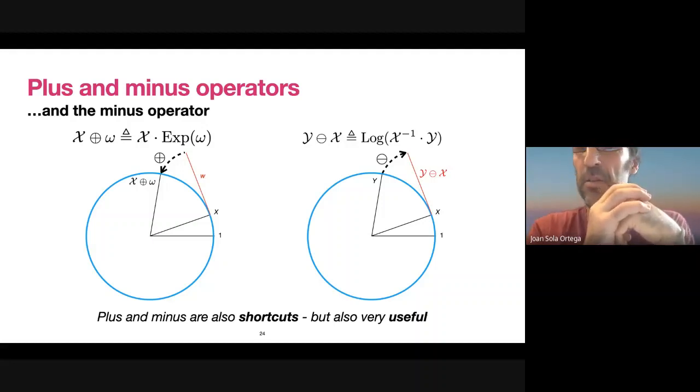Okay, so that's the difference would be x minus 1 times y. That would be an element of the group that goes from x to y, and then you take the log to put it onto the tangent space, and you get a vector. All right. So plus and minus are opposite operators, and they are also shortcuts. Okay, they don't introduce any new concept. They are just shortcuts. But now see that we can add and subtract things, and that's going to be very interesting.